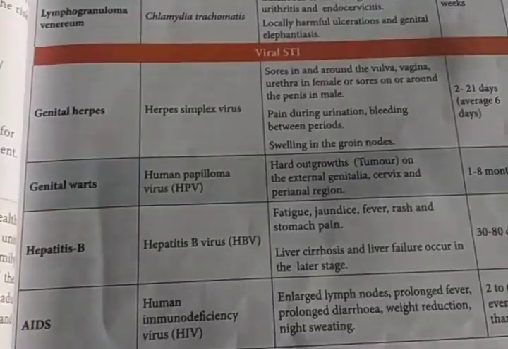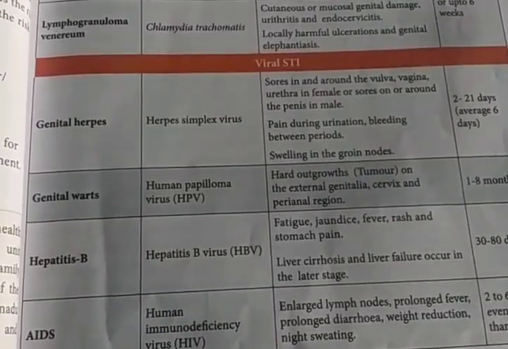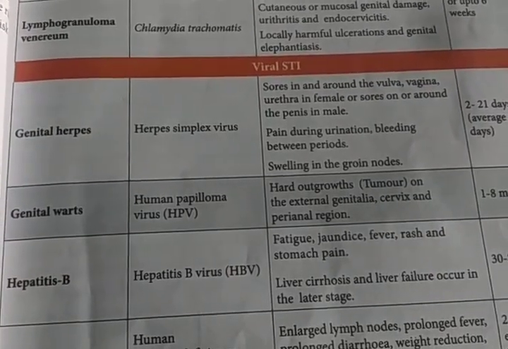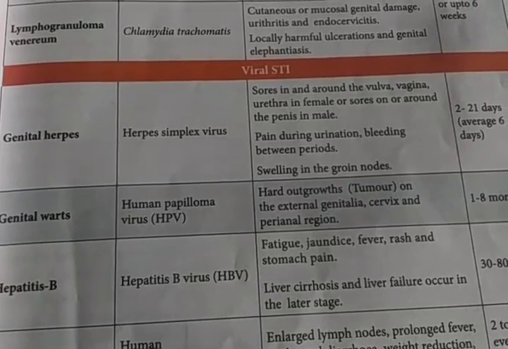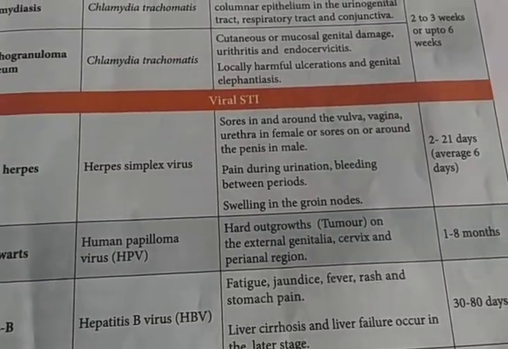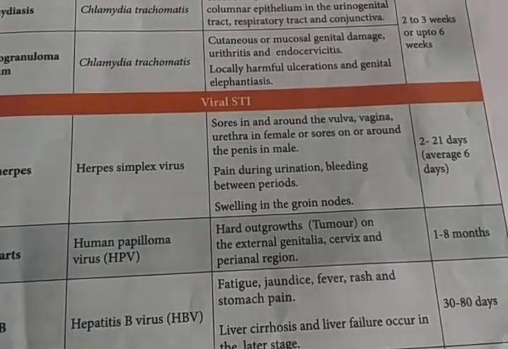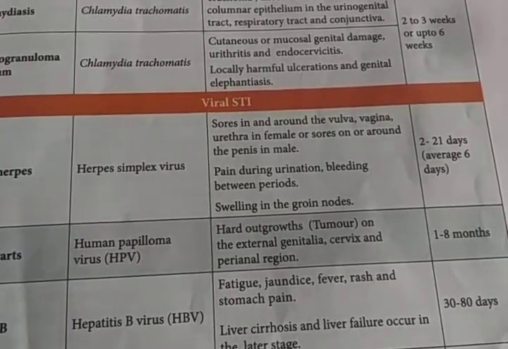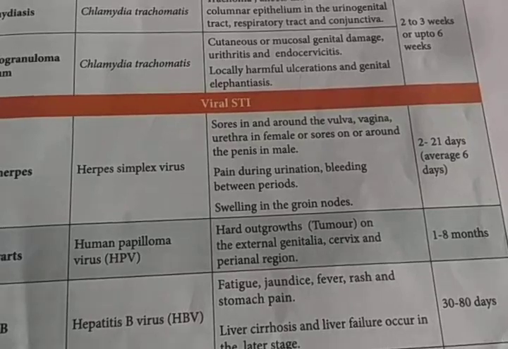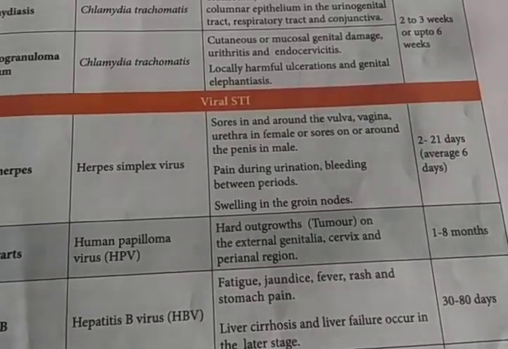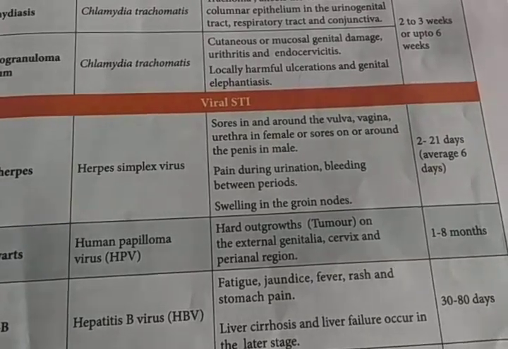Okay, we have seen bacterial sexually transmitted infections. Now viral sexually transmitted infections. Genital herpes: herpes simplex virus causes sores in and around the vulva or vagina, and urethra in females, or sores on or around the penis in males. In females it affects the vulva, vagina and urethra; in males, the urethra and then the penis.